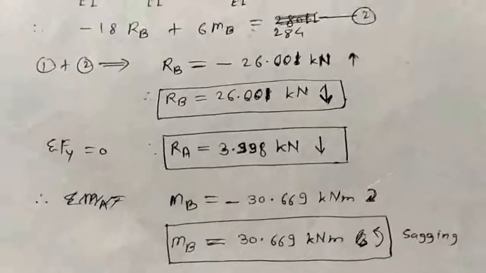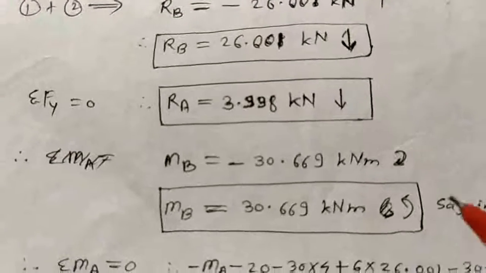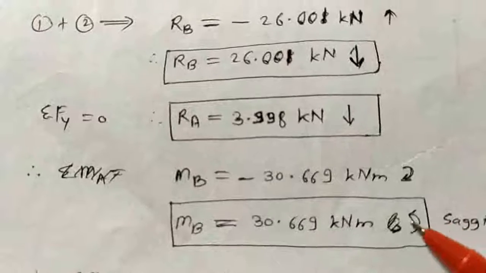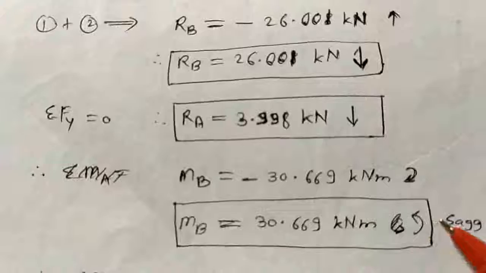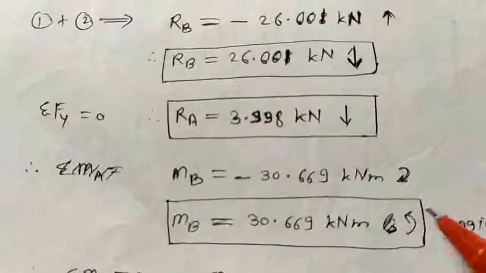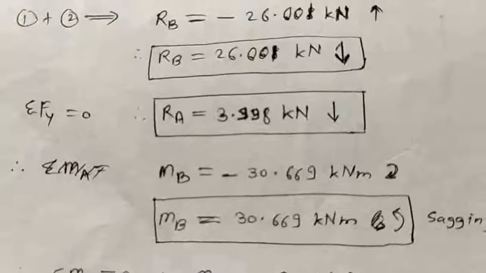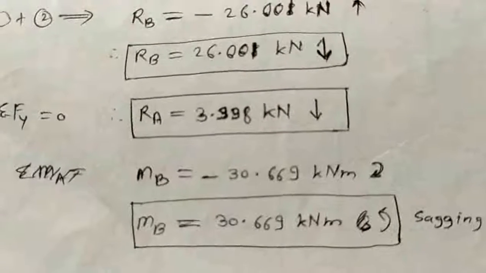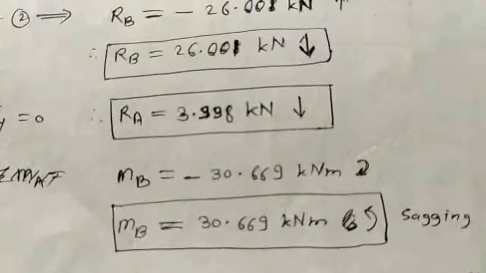So here, observe this arrow. This is the final direction. This arrow is above the baseline. If I draw a horizontal line over here, this arrow is above the baseline, that's why it is a sagging type of bending moment. Arrow above baseline, take sagging moment. Arrow below baseline, take hogging bending moment. So MB is a sagging type of bending moment.